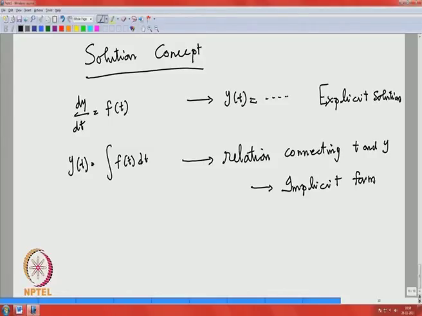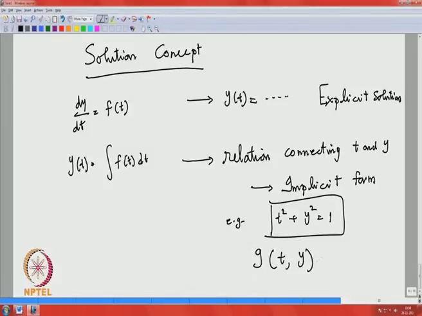For example, suppose your solution is of the form t square plus y square equal to 1. It is not possible to solve for y uniquely, which all of you know. So, you may have a relation connecting t and y, and we call this also a solution to this problem, even though you are not able to solve for y in terms of t. So, that is an implicit relation.